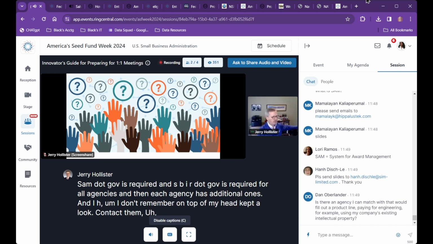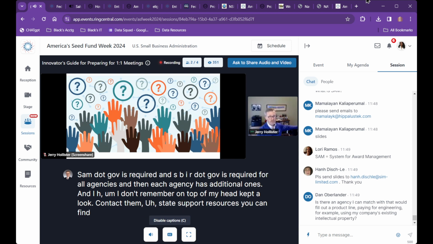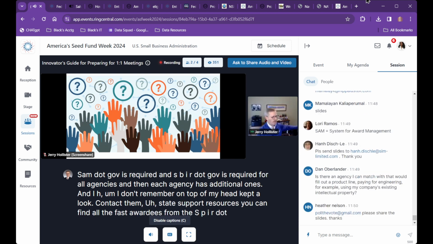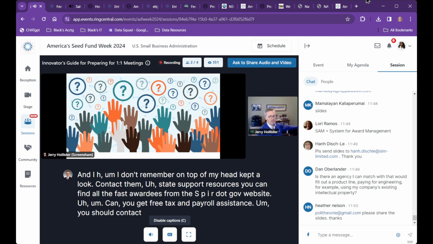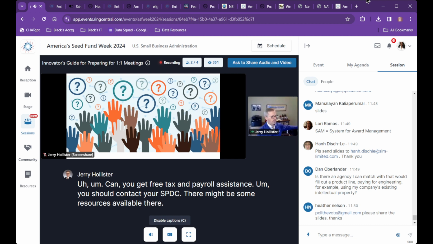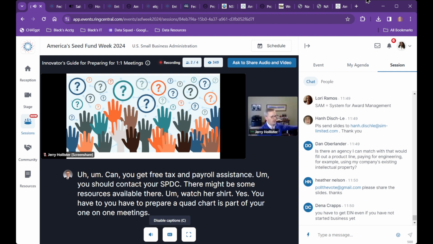State support resources. You can find all the FAST awardees from the SBIR.gov website. Can you get free tax and payroll assistance? You should contact your SBDC. There might be some resources available there. Quad chart. Yes, you have to prepare a quad chart as part of your one-on-one meeting. So make sure to do that.